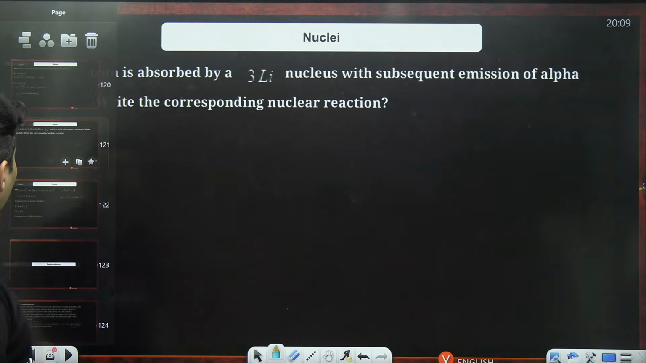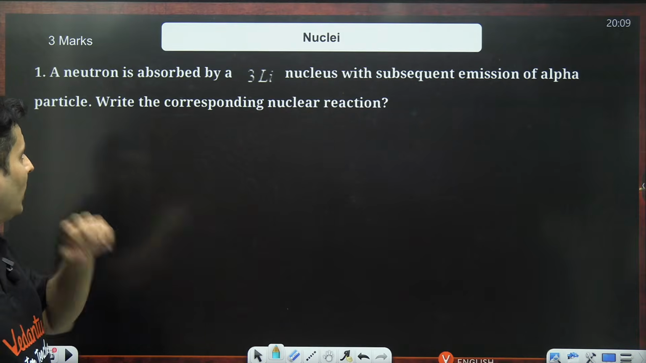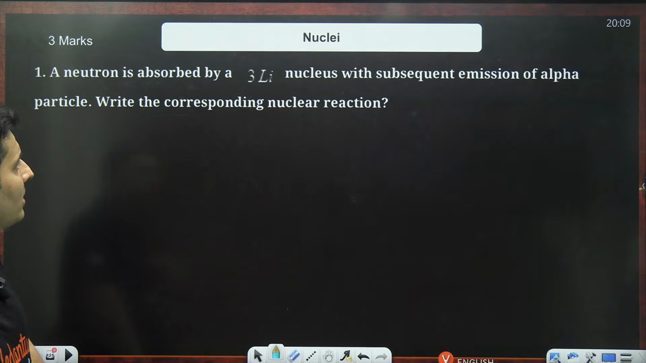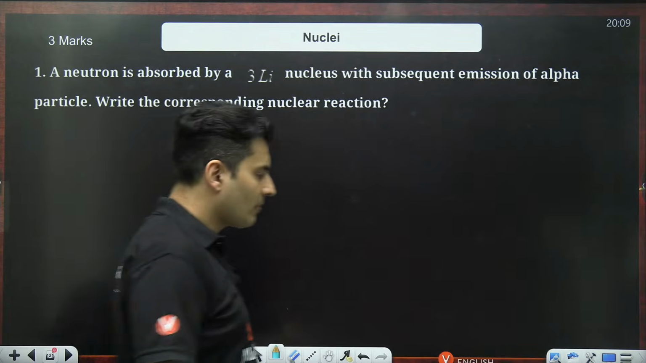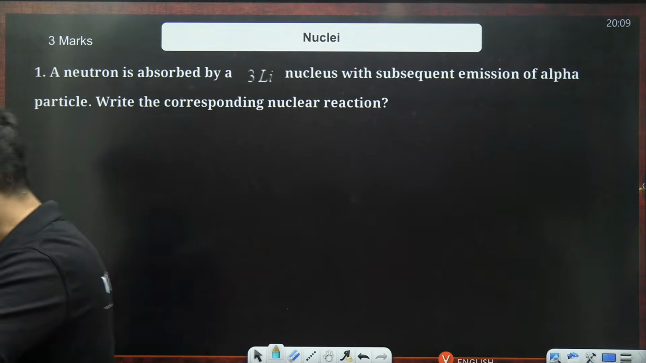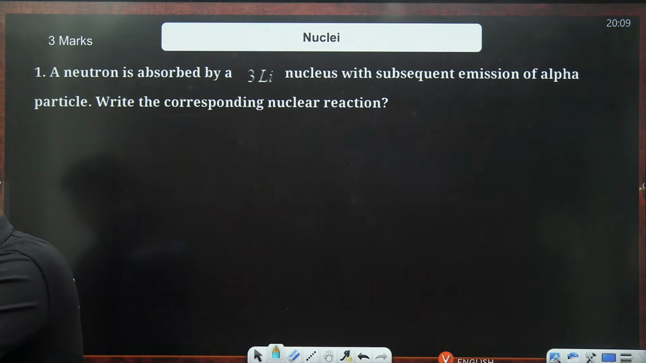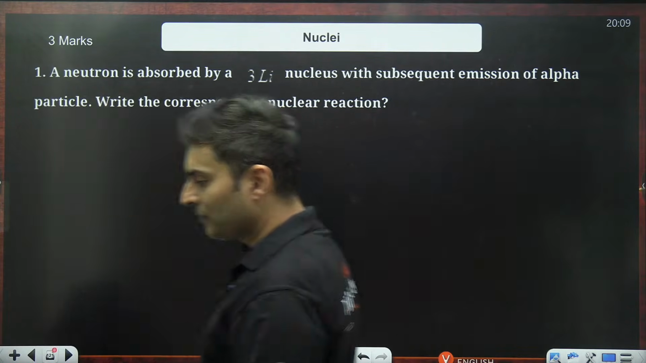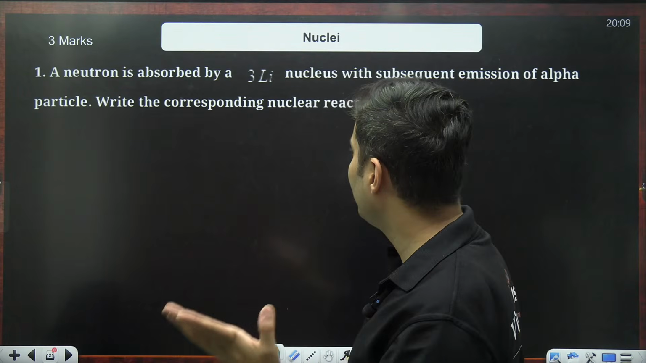Next question, guys. A neutron is absorbed by 3 lithium nucleus with subsequent emission of alpha particle. Write the corresponding nuclear reaction. Come on, let's think about it. Now here they have given it in words. That's the main difference. So they have asked what will be the nuclear reaction.